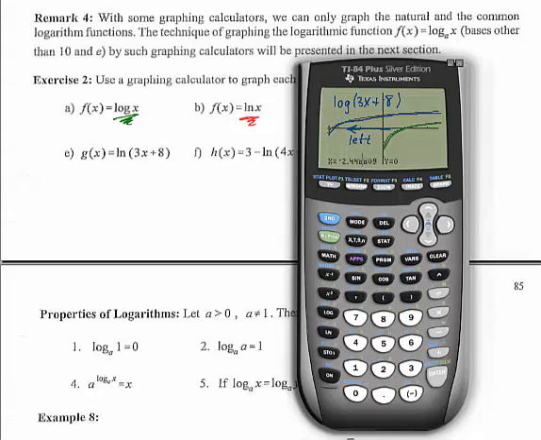Okay, same thing happens with the logs as they did for the other functions when we were talking about the transformations. We've also multiplied the x by 3, and usually that has the effect of squeezing the function, sort of compressing it or stretching it out. And you can see it has a slightly flatter shape than our common log function did over here on the right.